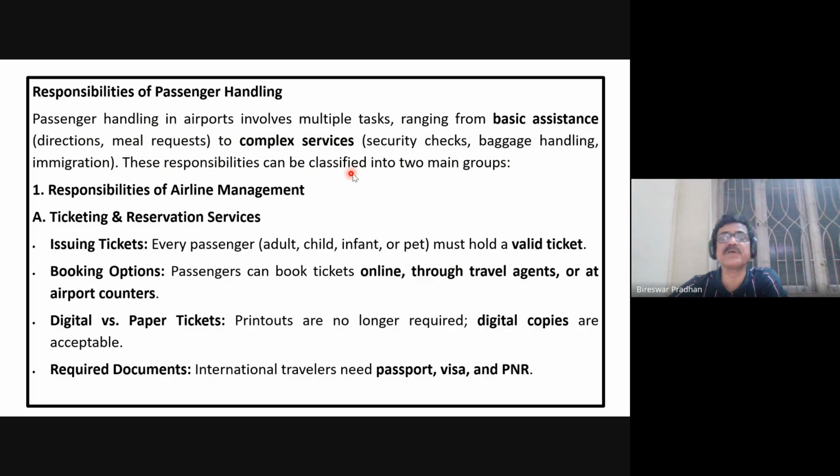These responsibilities can be classified into two main groups. Responsibility of airline management: ticketing and reservation services. Issuing a ticket to every passenger; adult, child, and infant or pet must hold a valid ticket. Booking options: passengers can book tickets online, through a travel agent, or at the airport counters. Digital versus paper: ticket printouts are no longer required. Digital copies are acceptable because it is a sustainable way also. Record the documents: international travelers need passport, visa, and PNR.